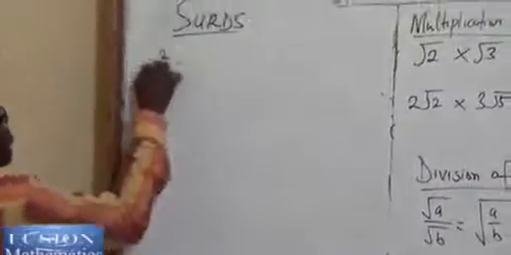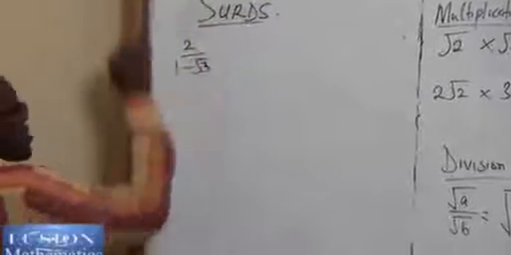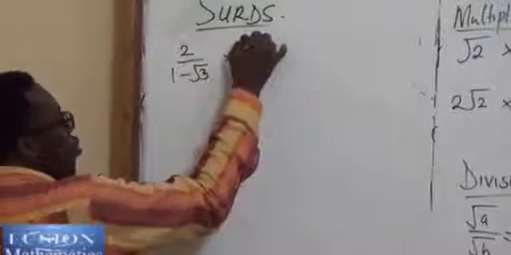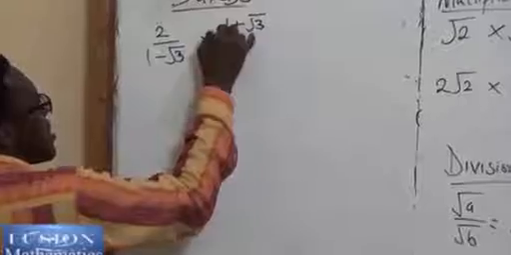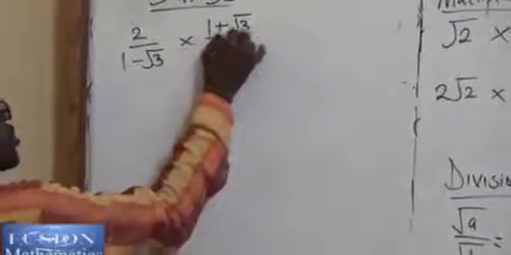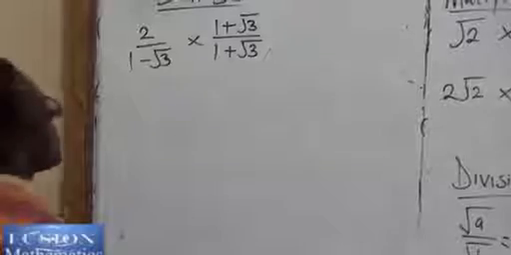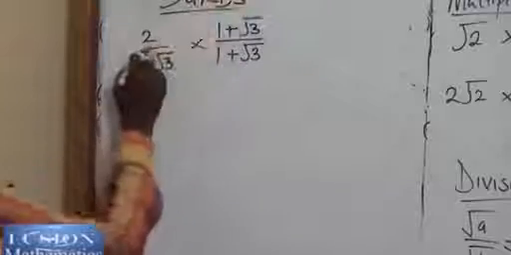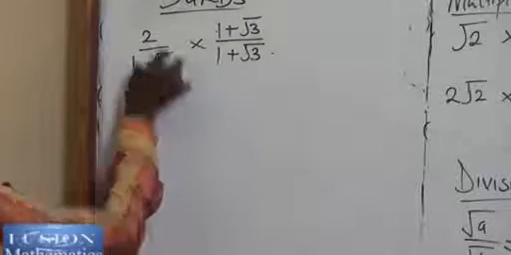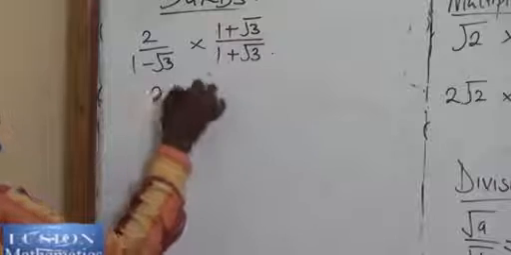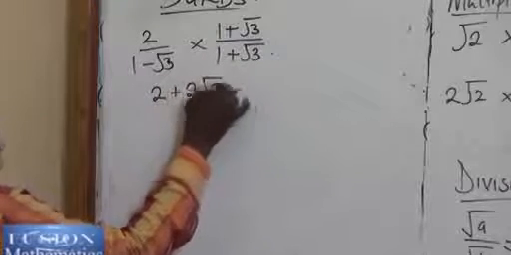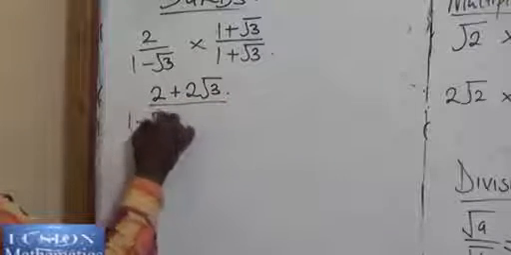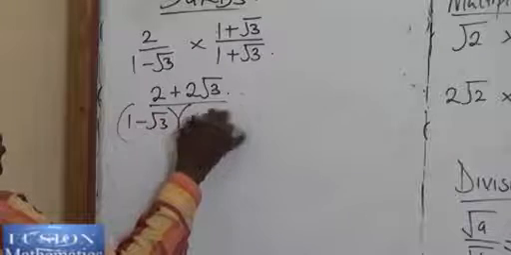Let's move over to this side. So we have 1 minus root 3. We are trying to rationalize this. The conjugate we have seen is 1 plus root 3. So this will be multiplied by 1 plus root 3 all over 1 plus root 3. To multiply this, remember that the number will multiply each element here. So 2 multiplied by this will give us 2. 2 multiplied by root 3 will give us plus 2 root 3. Now for the denominator, which is 1 minus root 3 bracket 1 plus root 3.